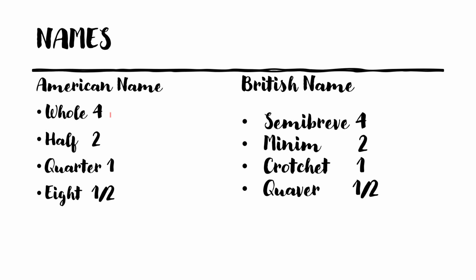Whole note or semibreve is equal to 4 beats. Half or minim is equal to 2 beats. Quarter or crotchet is equal to 1 beat. And eighth or quaver is equal to half a beat.